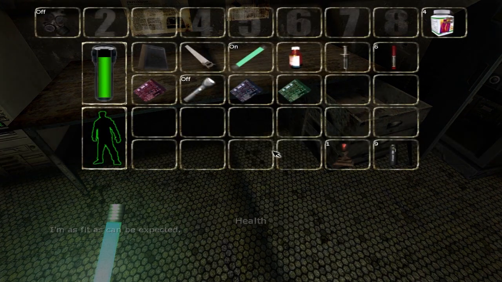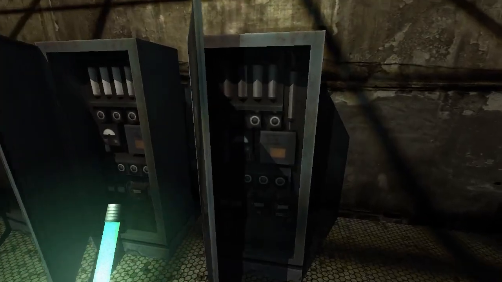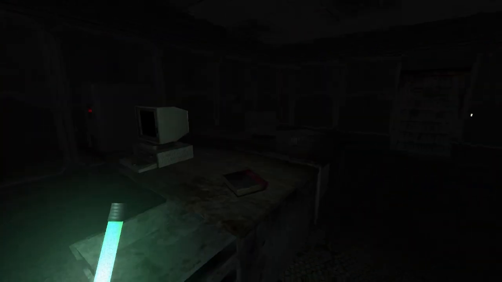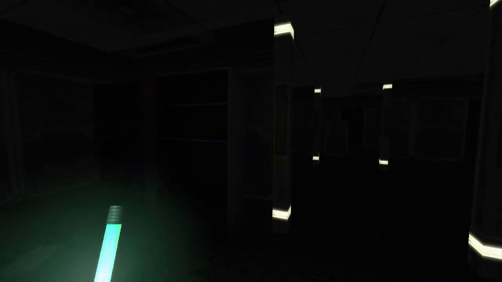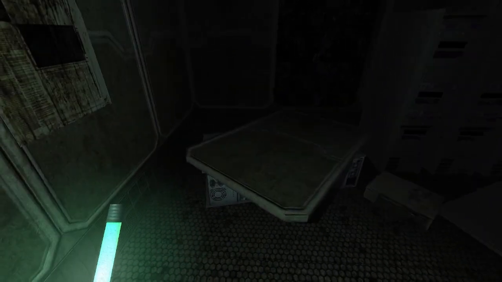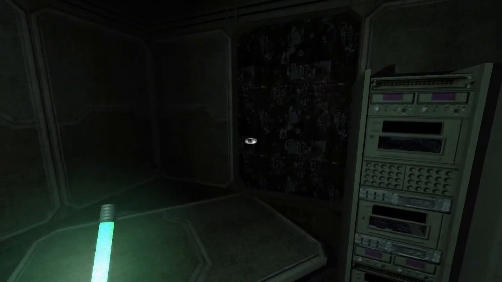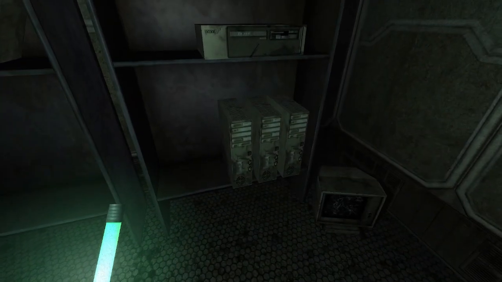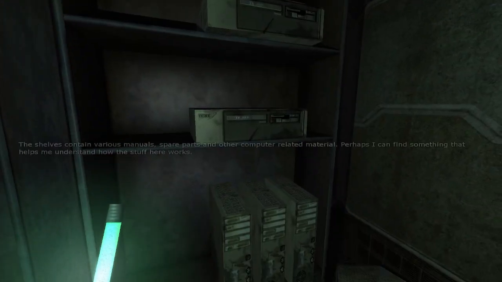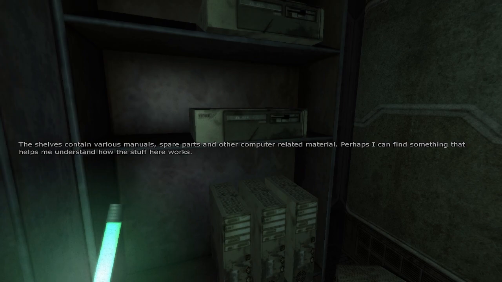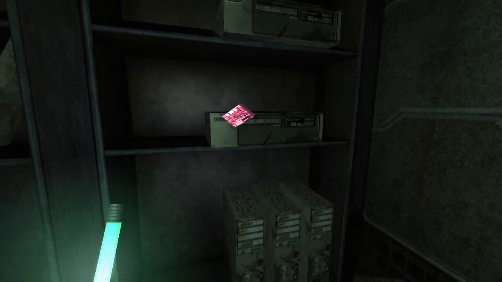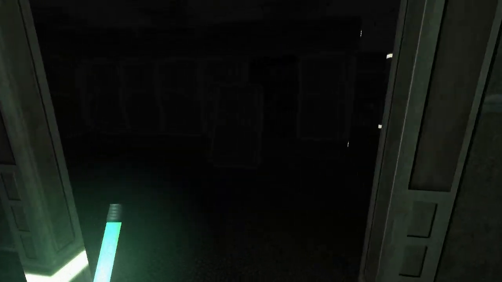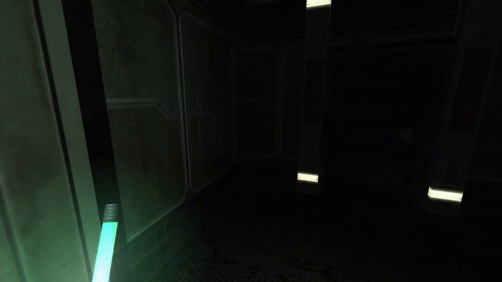What does this do? Nope. This probably doesn't do anything in there. Nope. I don't think... Do I have to get in there to do it? Oh, great. No. There's got to be something I'm missing.